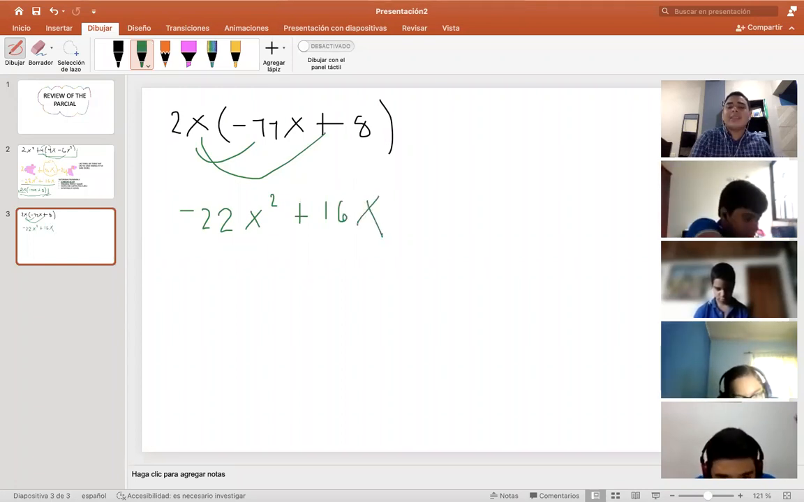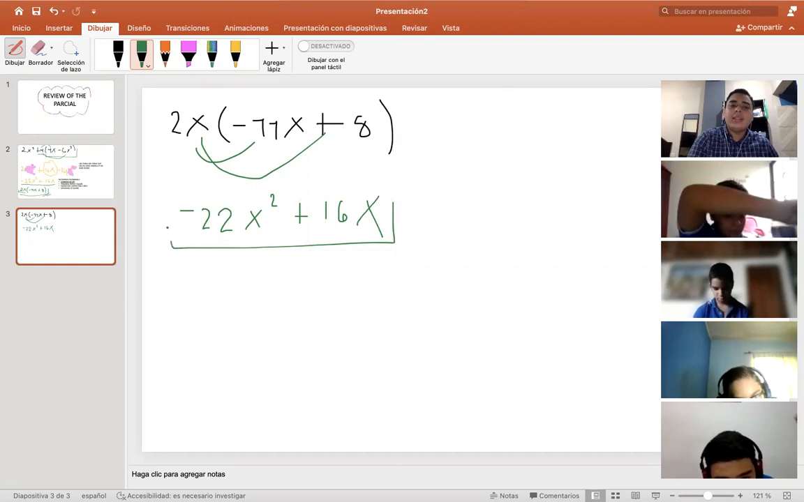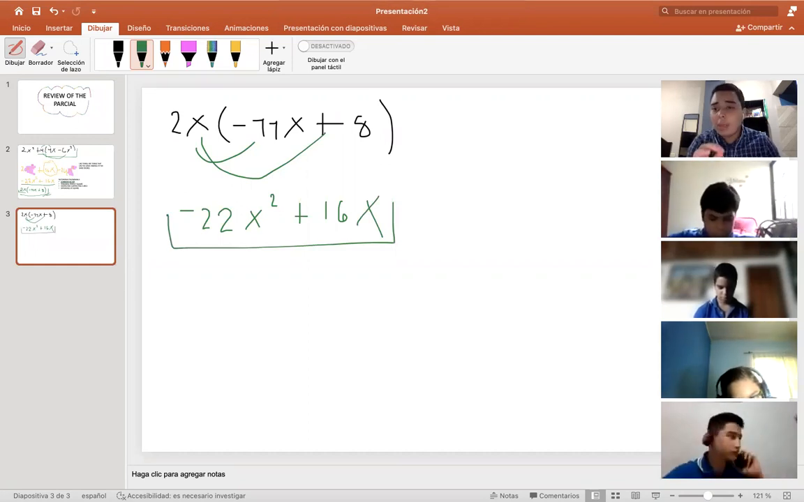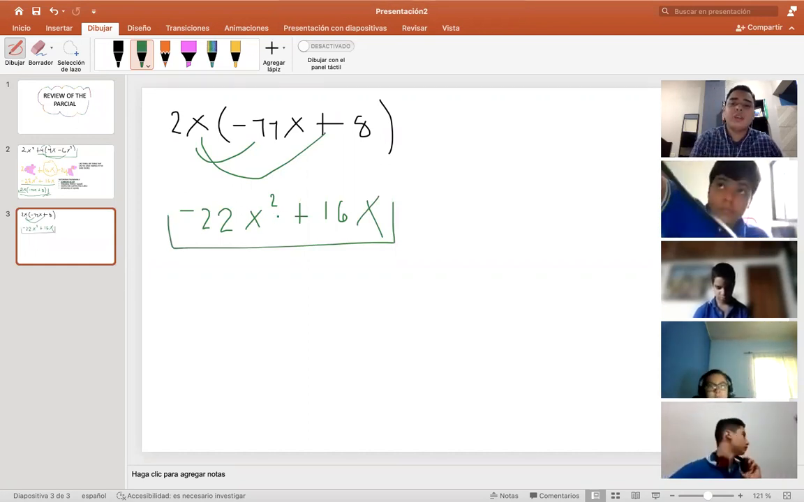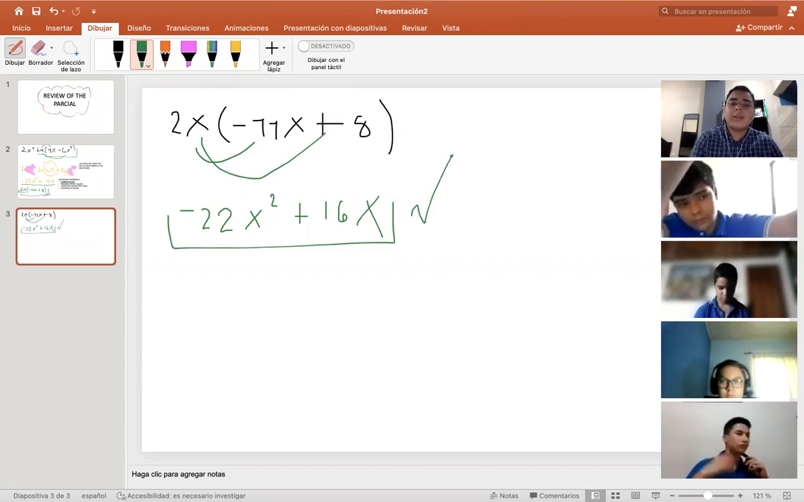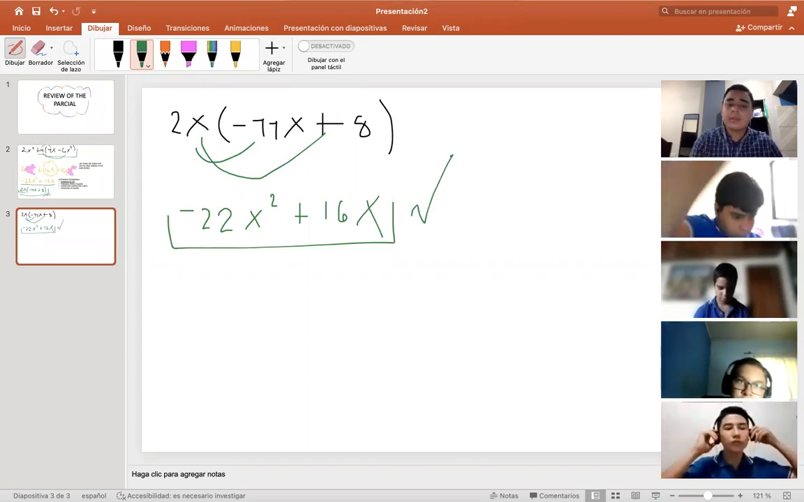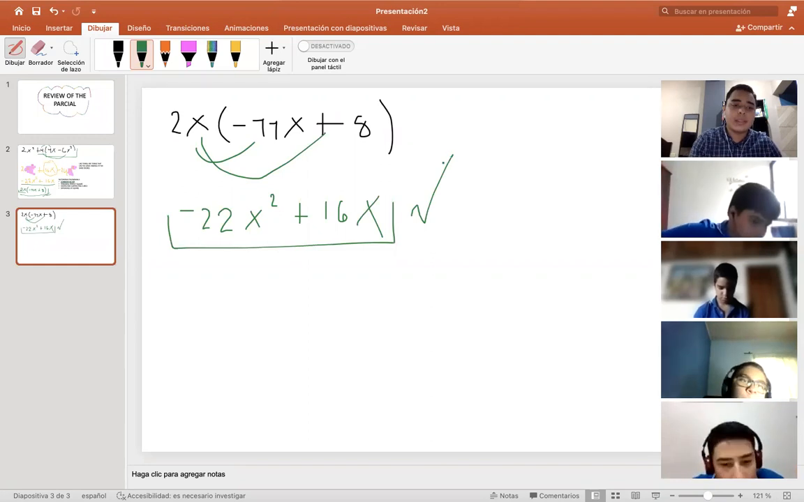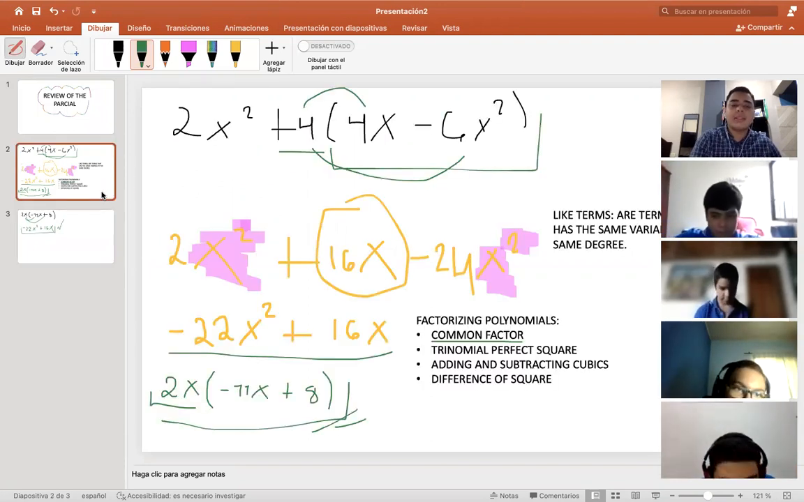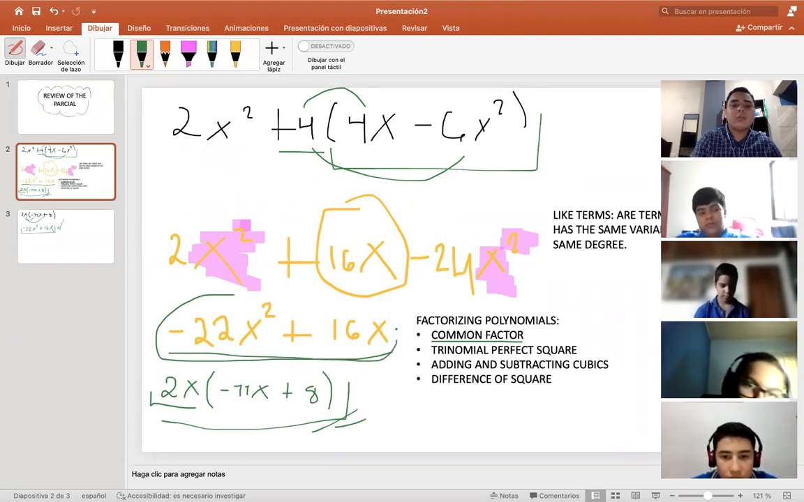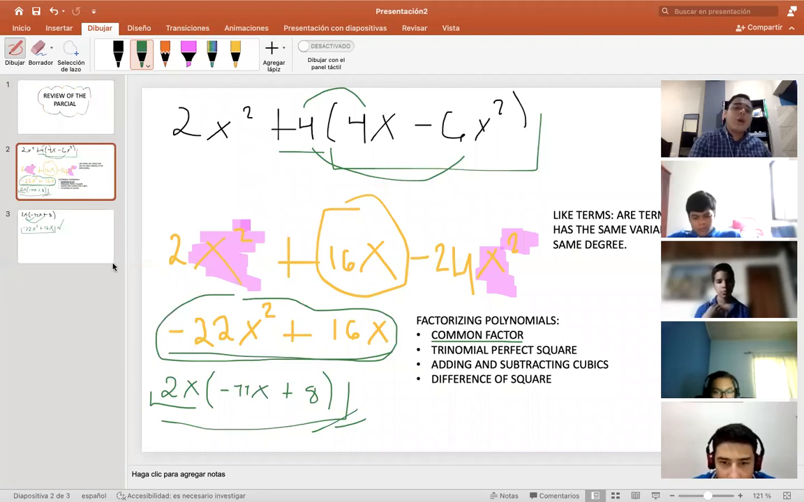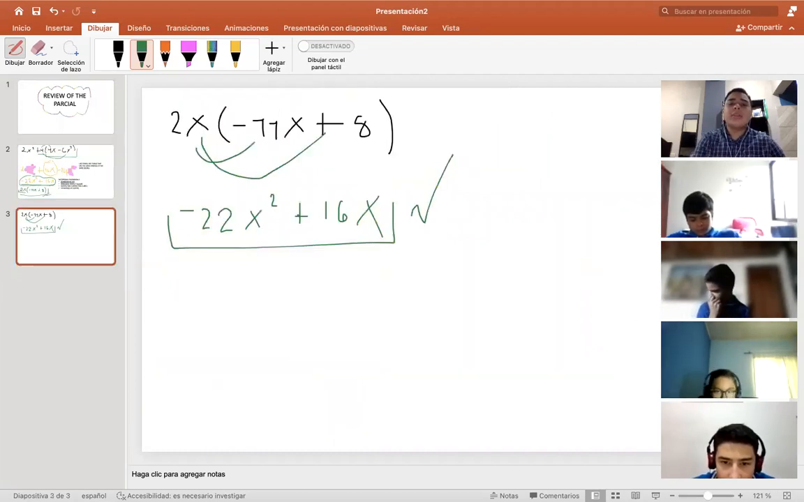And if we have the same as in the exercise, it means we have our factorization completely correct. Let's see if we have the same. Negative 22x squared plus 16x. Yes, we have the same: negative 22x squared plus 16x. So our factorization is completely correct.